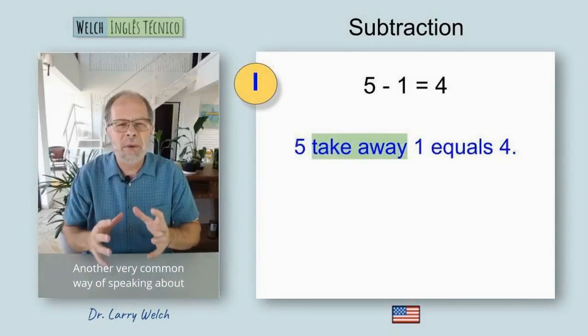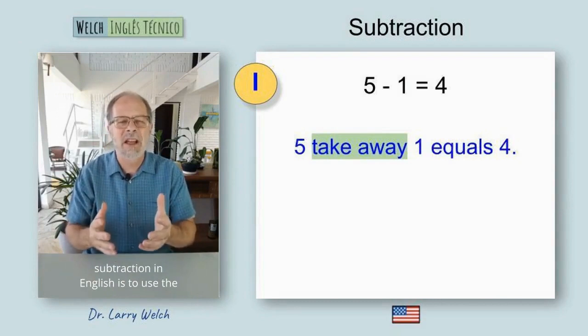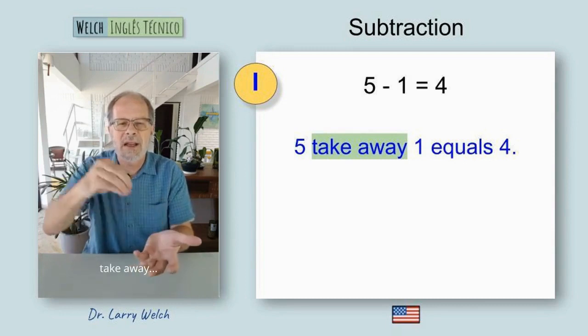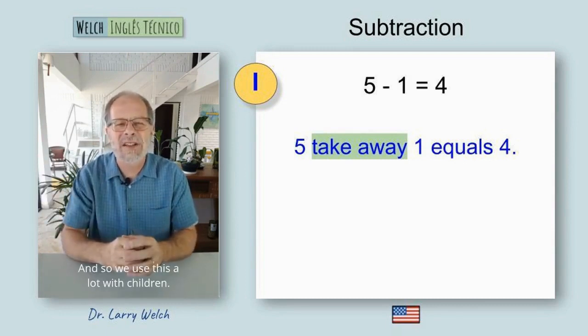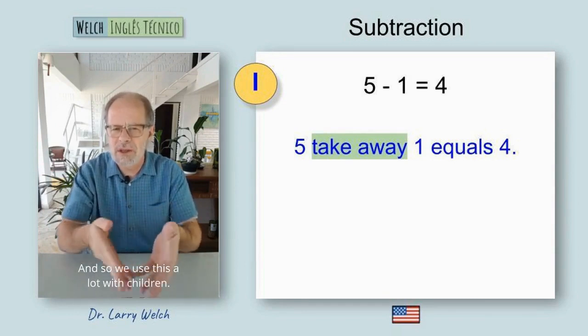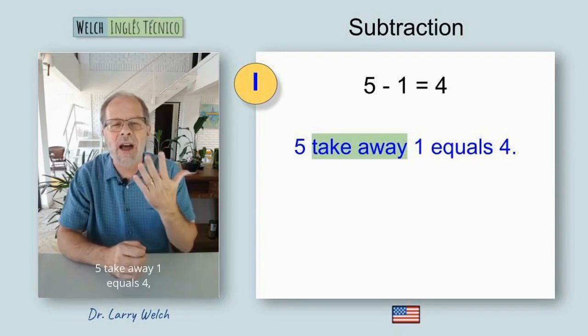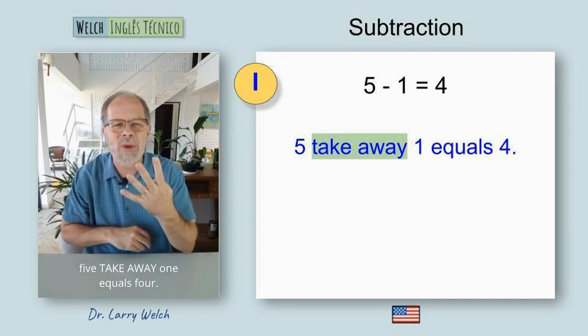Another very common way of speaking about subtraction in English is to use the expression take away, remove. And so we use this a lot with children. We could say 5 take away 1 equals 4.